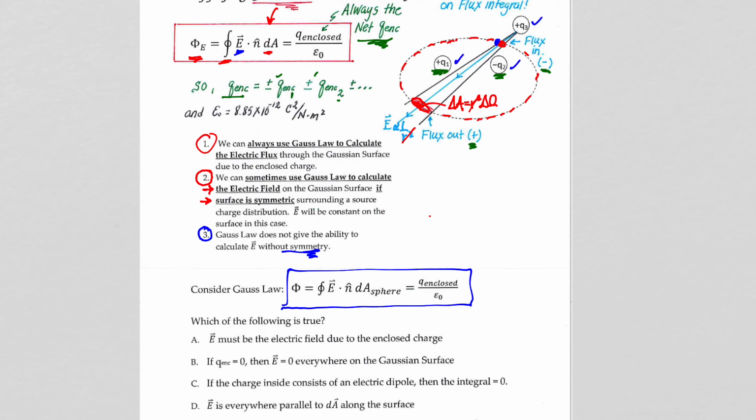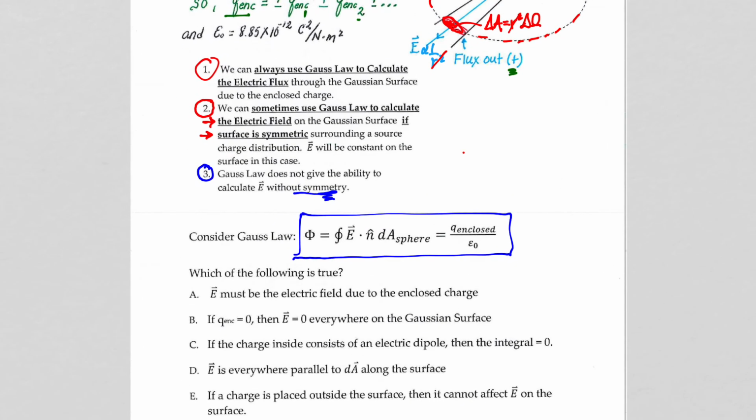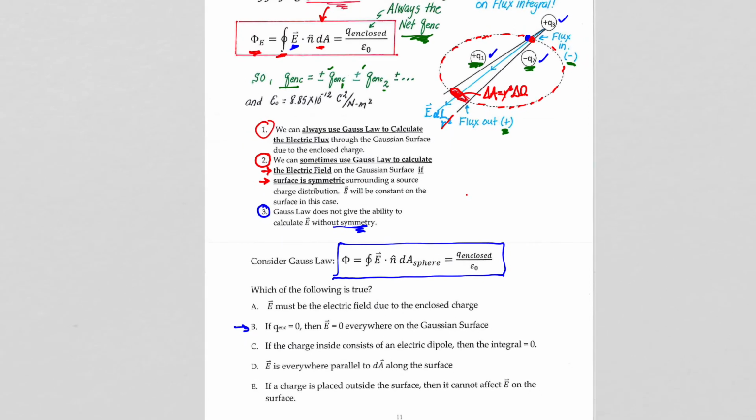So in that case, Gauss's law doesn't tell us that the electric field at the surface has to be only due to the enclosed charges. If Q enclosed equals 0, so now we're at B, so if Q enclosed equals 0, E equals 0 everywhere on the Gaussian surface. Well, that again is not necessarily true because you can have outside charges putting electric field on the Gaussian surface as well.